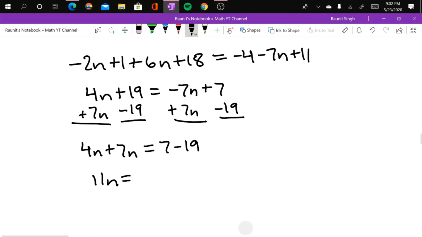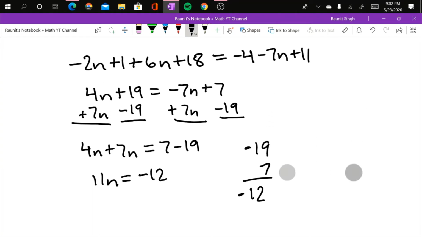So when we're doing this 7 minus 19, another way you could think of it is 19 minus 7, but put the negative sign with your answer. So 19 minus 7 is equal to 12, and then instead of leaving it positive, it would be negative. It's not 19 minus 7, it's negative 19 plus 7. So we have 11n is equal to negative 12.